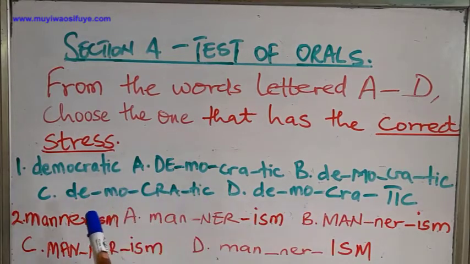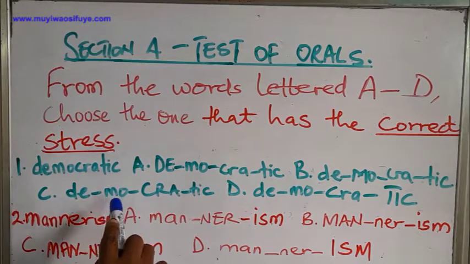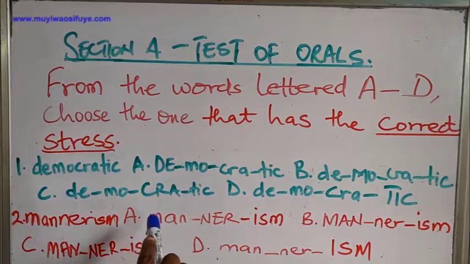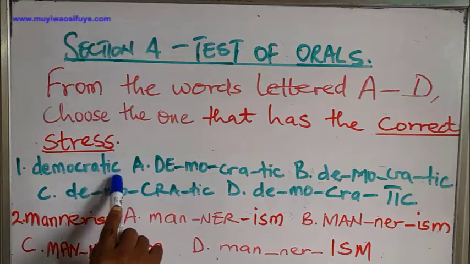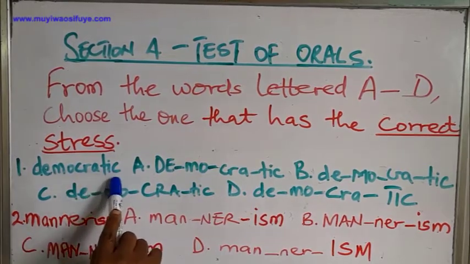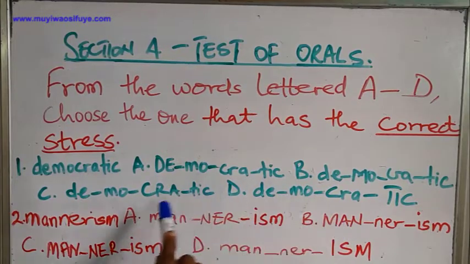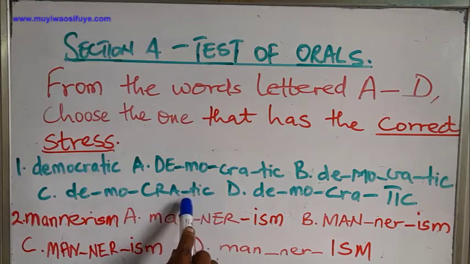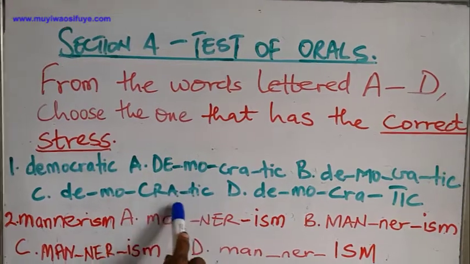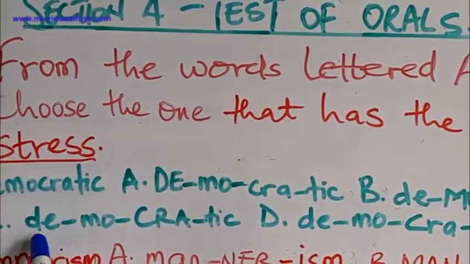But the rule is that words that end in the suffix IC have their stress on the second syllable from the last syllable. If you look at all these options, we realize that option C is the one that has the primary stress on the second syllable from the last syllable. And so C is the correct option, the correct answer.